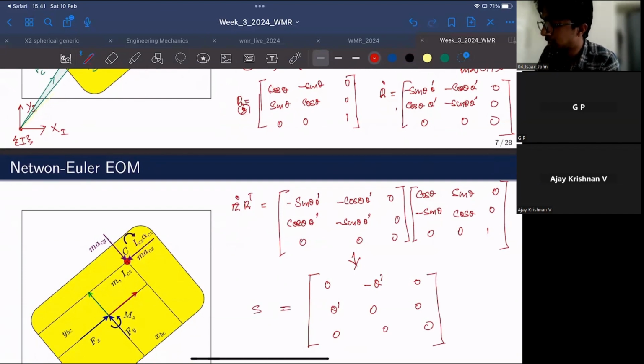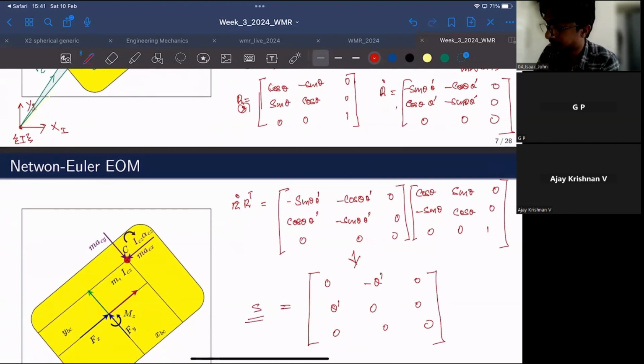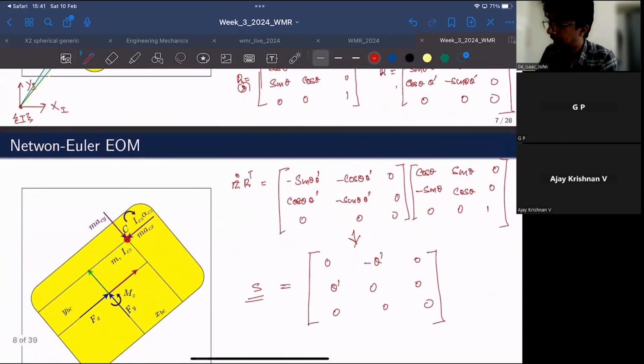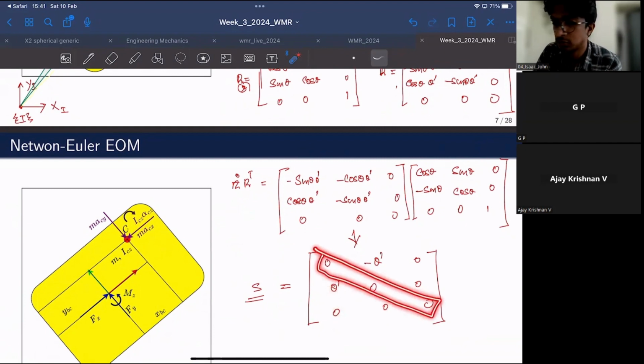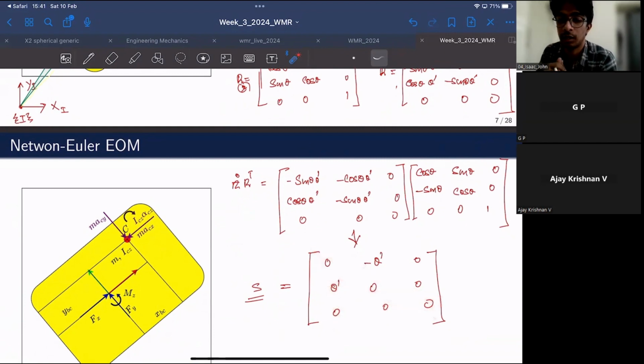So this is your skew-symmetric matrix over here, right? And this is of the general form with omega z, where omega z is nothing but the angular velocity about the z axis. So it is theta dot, and all the diagonal terms are 0, just like in the case of any general skew-symmetric matrix.